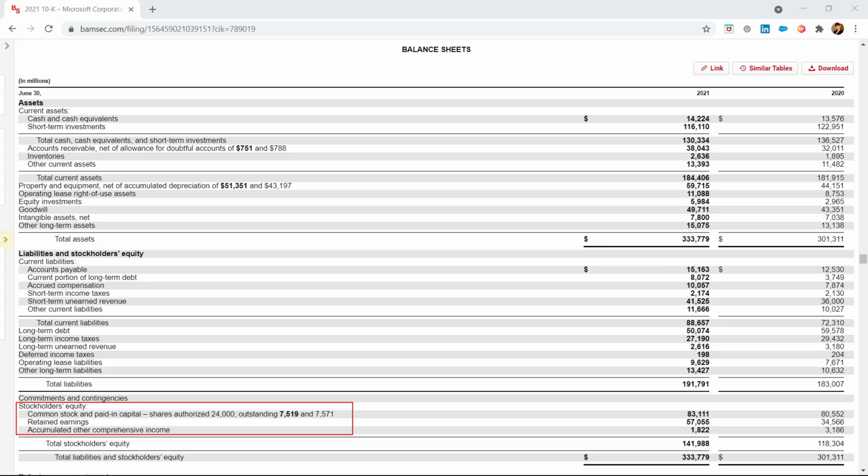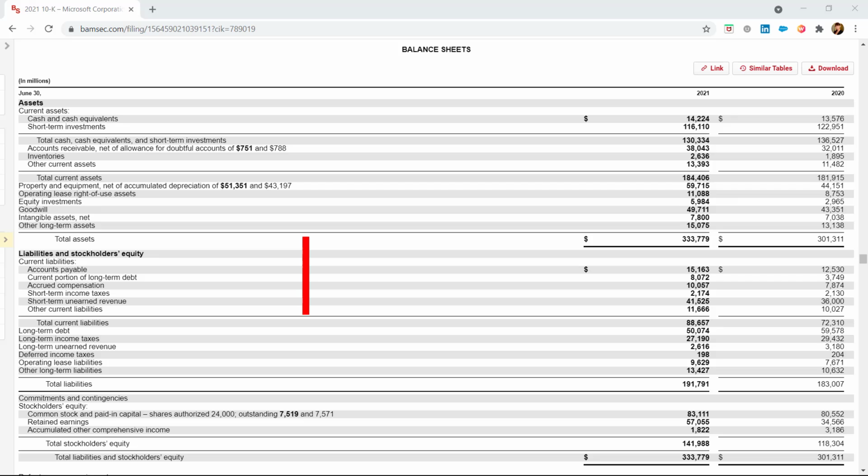Now let's take a look at the shareholders' equity section. Paid in capital is the payments received from investors in exchange for the company's stock. Retained earnings is the amount of net income the company decides to keep and not pay out as dividends to its shareholders. Every period, a company may pay out dividends from its net income. Any amount remaining is added, or any amount exceeding is deducted from retained earnings.